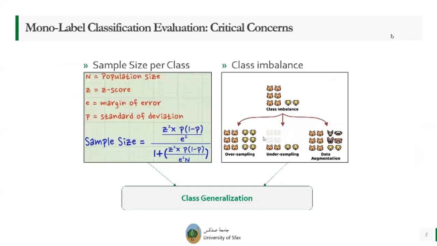When we evaluate the metrics used for the assessment of monolabel classification algorithms, we find that there are two major concerns related to them. The first one is that the sample size per class should be significant to have a precise accuracy rate. The second one is the problem of class imbalance. In fact, it is easy to have an image of a cat, but it is very difficult to have an image of a crocodile or of an endangered species. These two problems combined are commonly found in a habit in monolabel classification processes, which is class generalization.